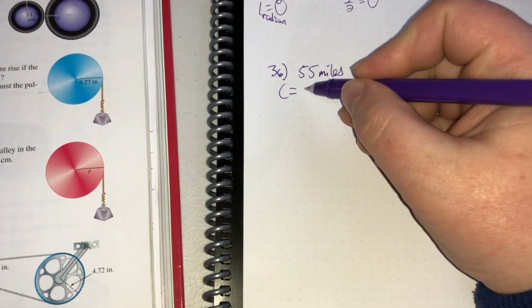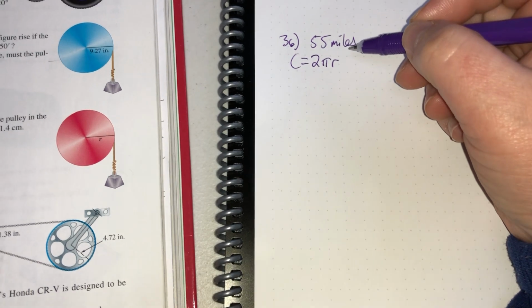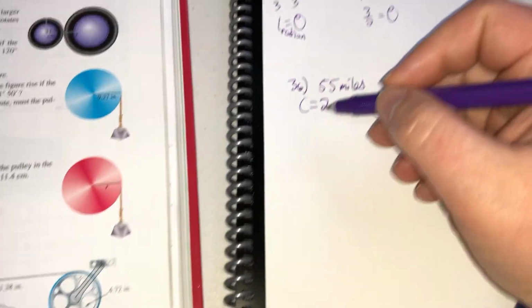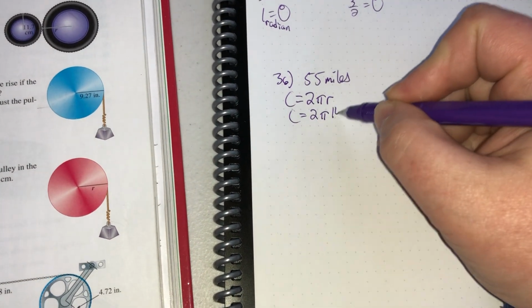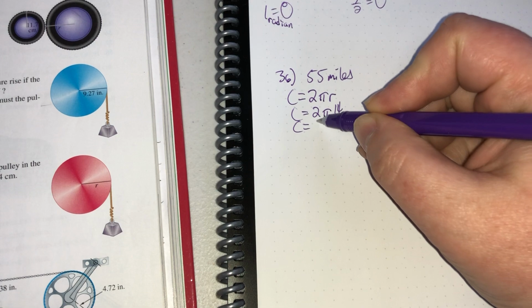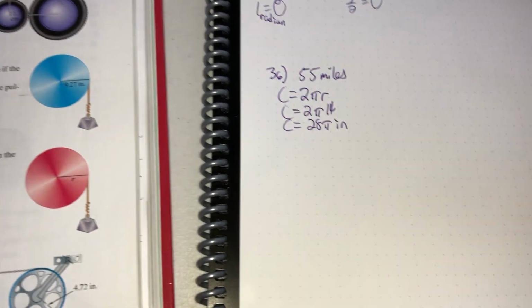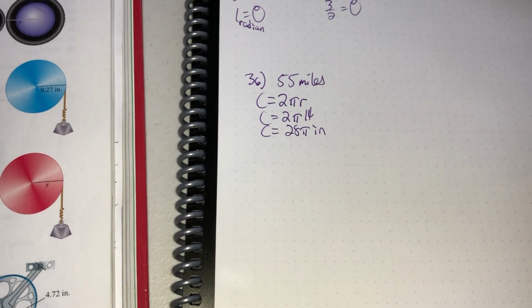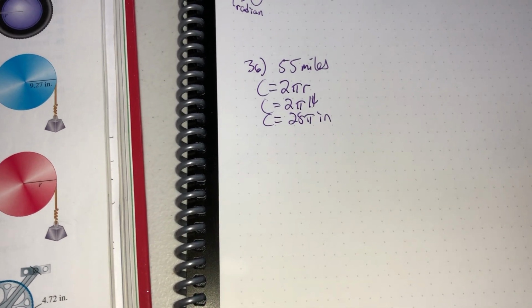So remember the formula for circumference is 2 pi r. Okay, they told us that our tire has a radius of 14 inches. So we'll just pop in a 14 for r. That means my circumference is 28 pi inches. Okay, you can turn that into a decimal if you want. I'm not even going to bother here until the end, but you could.